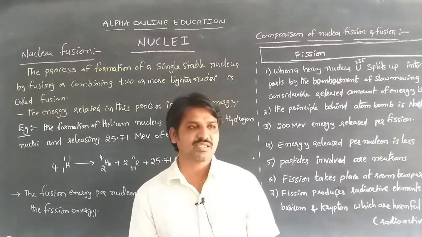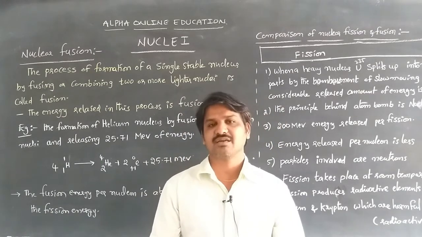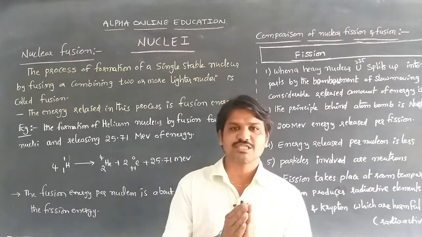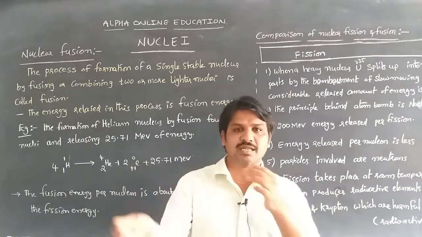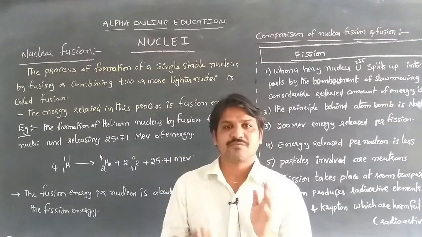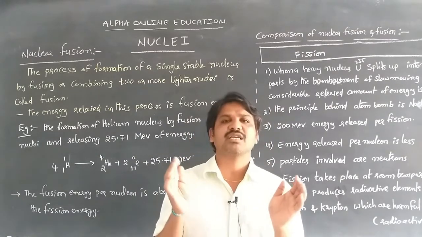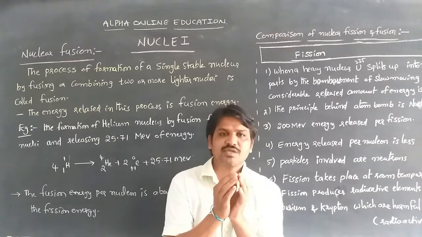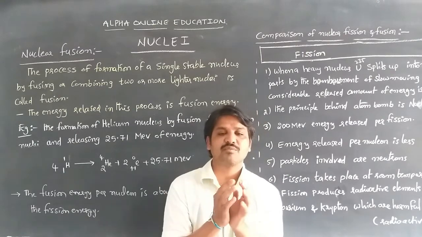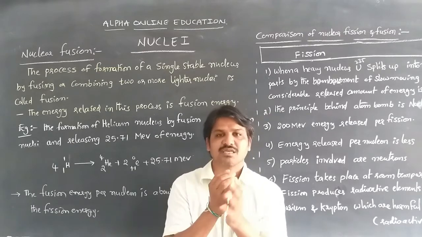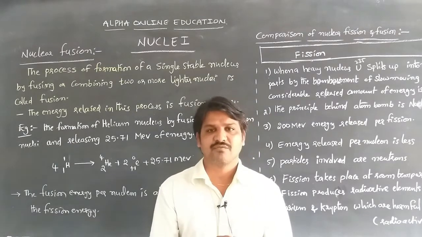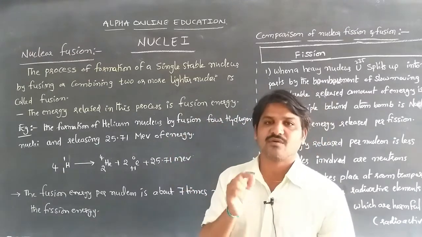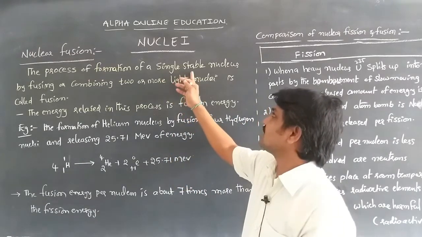What is meant by nuclear fusion? Fission means splitting: a heavy nucleus splits into two other nuclei. Fusion is nothing but combining. When small-mass nuclei combine to form a stable heavy nucleus, it is called fusion. Here it is the process of formation of a single stable nucleus.